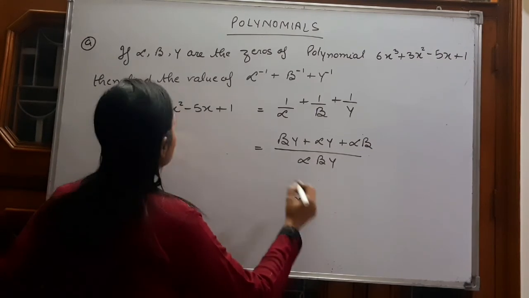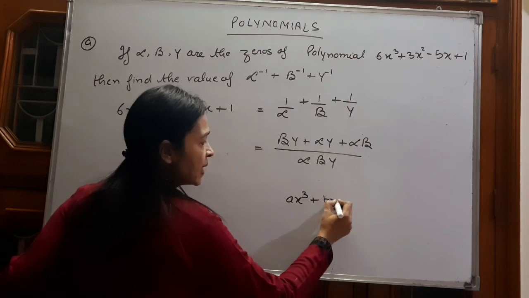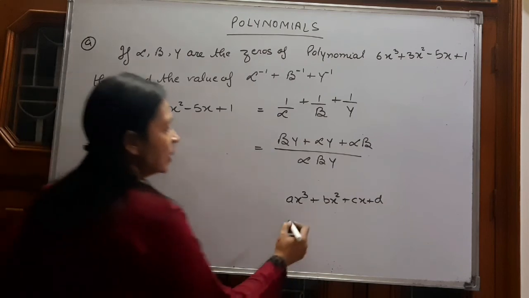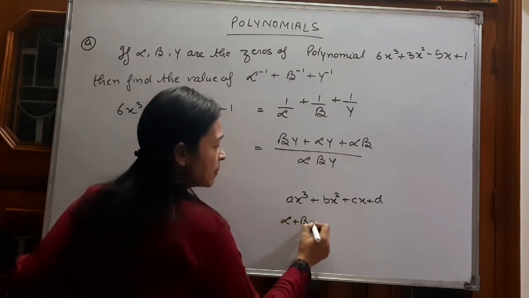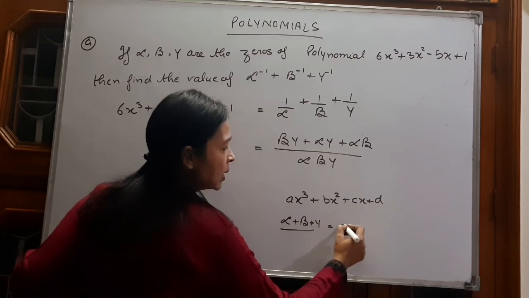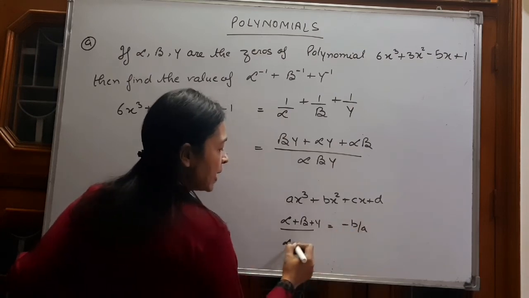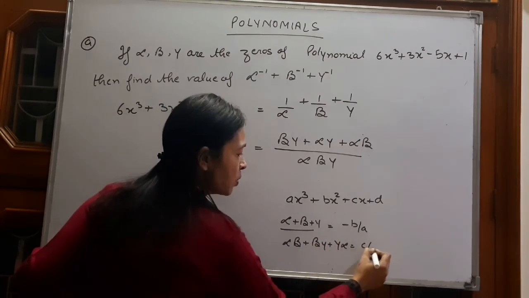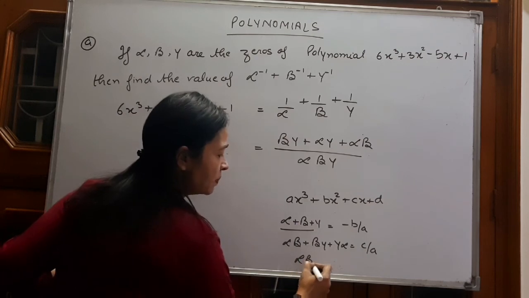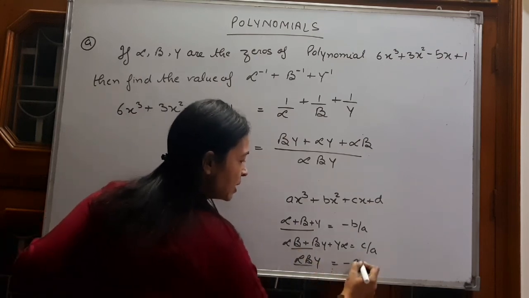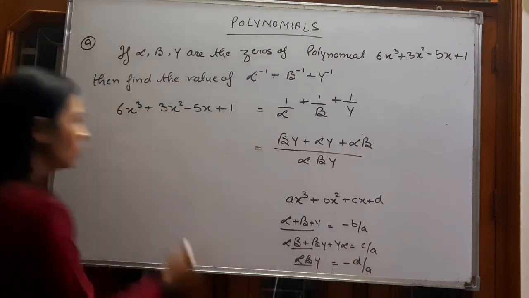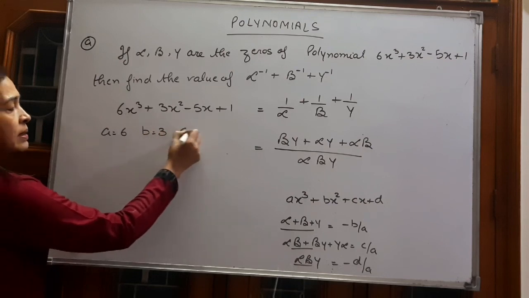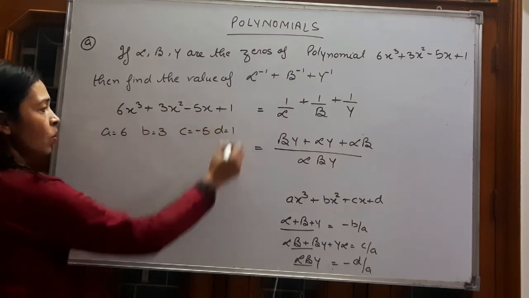Now children, if we have a cubic polynomial as ax cube plus bx square plus cx plus d, the general form of a cubic polynomial, in this case alpha plus beta plus gamma, if these are the zeros, is minus b upon a. Alpha beta plus beta gamma plus gamma alpha is c upon a. And what is alpha beta gamma? Minus d upon a. What is a in this case? 6. We have b as 3, c as minus 5 and d as 1.